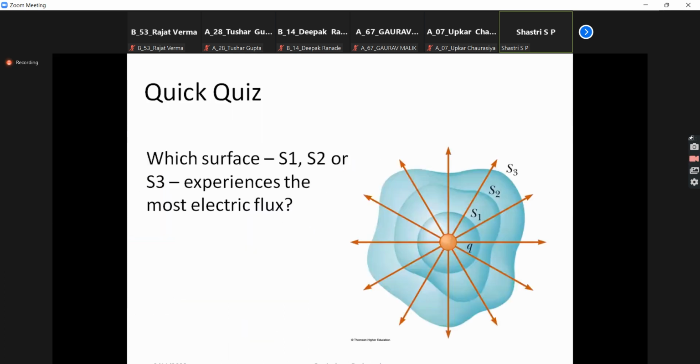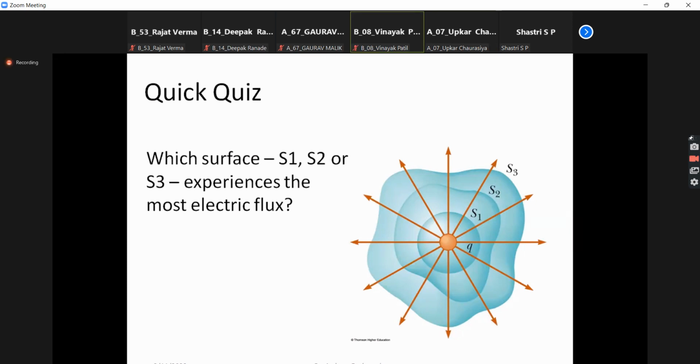Quiz. Which surface, S1, S2, or S3 experiences most flux? Can you answer? This is the S1 surface. It contains Q amount of charge. And then this is another surface, S2. This is another surface, S3. But whichever surface you take, they are going to have Q inside them. So the question is, because the size of the surface area is different, which surface will have the maximum number of flux coming out of it? S3? Yes, S3, okay.